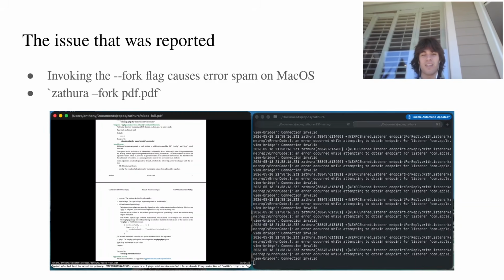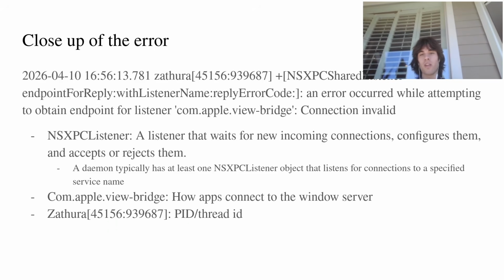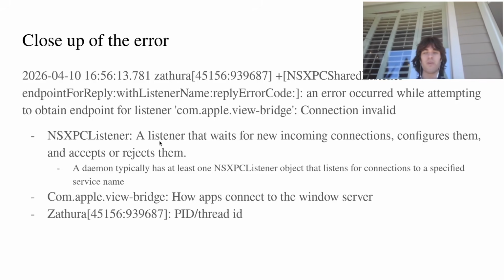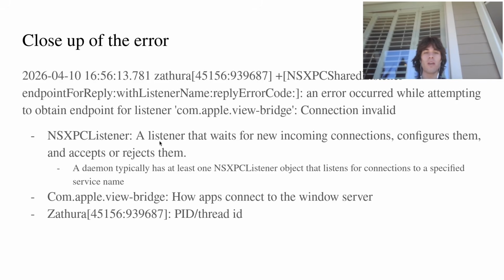So looking at the error closely, we can note a couple things. First of all, this NSXPC listener, which is a listener that waits for new incoming connections, which it'll then configure and choose to accept or reject. A daemon typically has at least one NSXPC listener object that listens for connections to a specified service name. And as you can see, it's having an issue with com.apple.viewbridge, which is how apps connect to the Windows server.